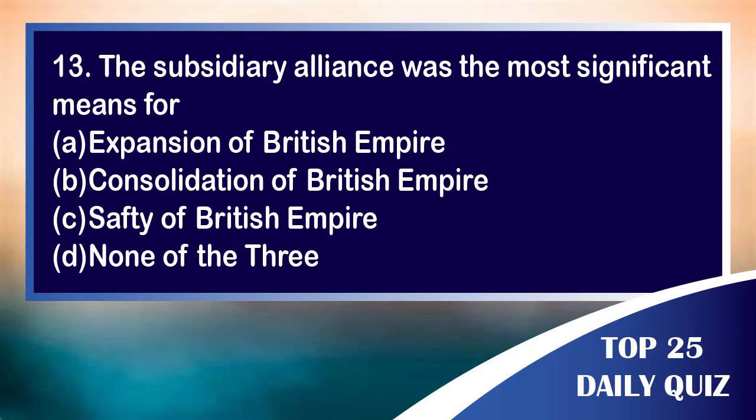Question 13. The subsidiary alliance was the most significant means for option A, expansion of British Empire. Option B, consolidation of British Empire. Option C, safety of British Empire. Or option D, none of three. The correct answer is option B, consolidation of British Empire.